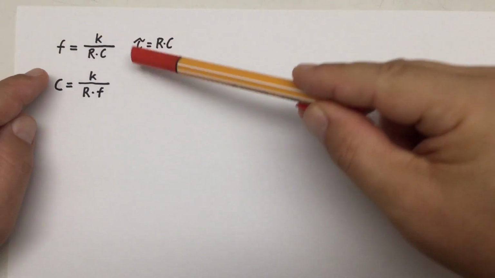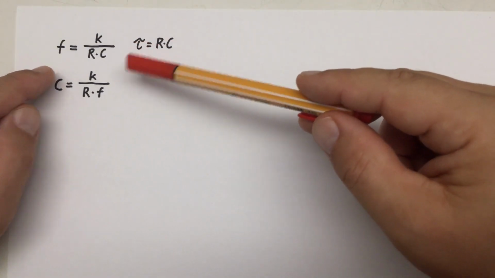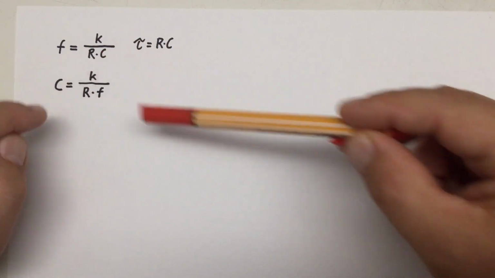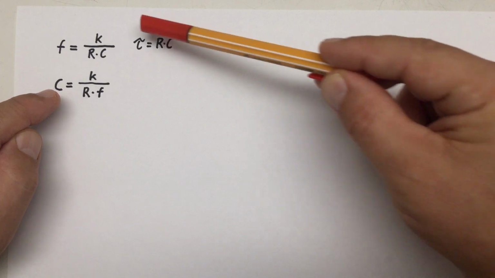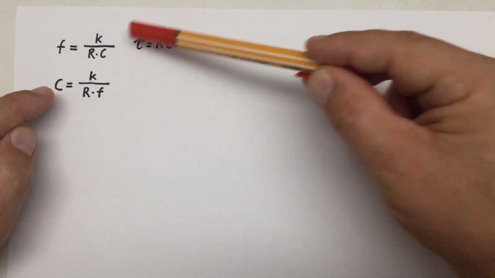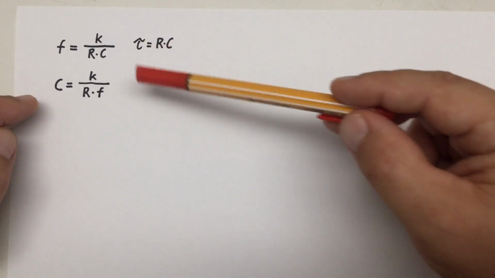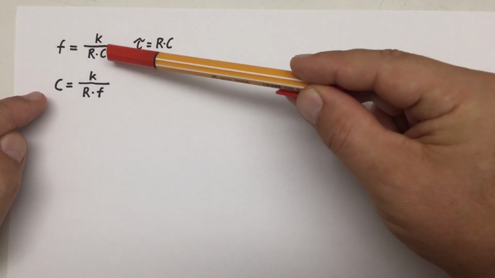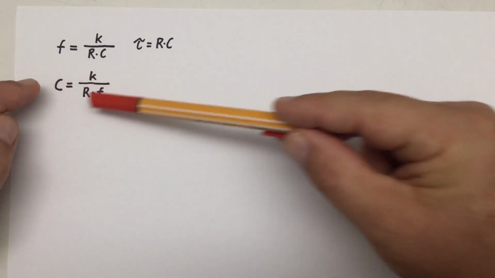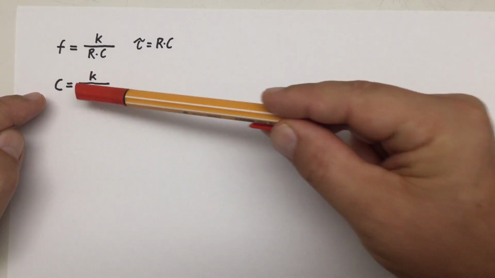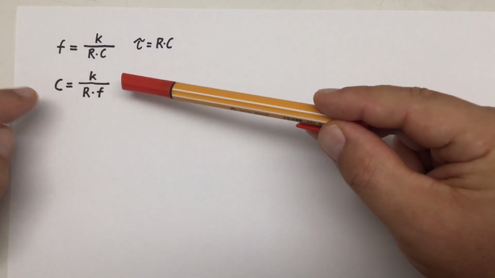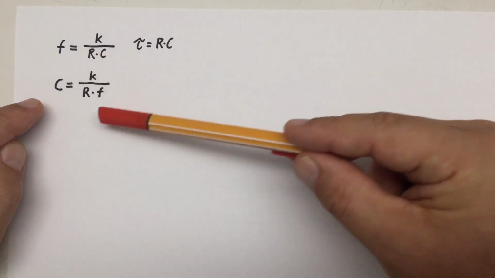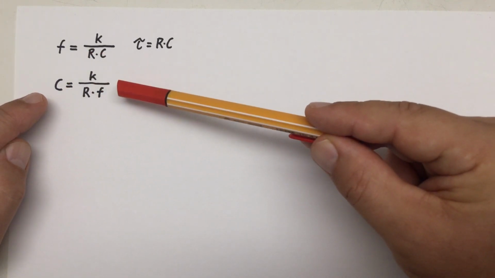The frequency we measure at such an oscillator should be some constant K over RC, RC, of course, being the time constant tau of our RC element. And if we multiply that by C and divide it by F, we can calculate from the frequency, the resistor and that constant our capacity. So capacity is equal to K over R times F.